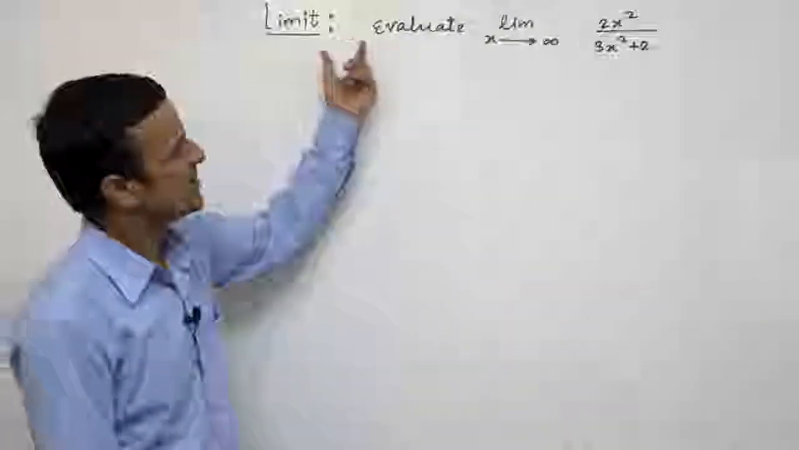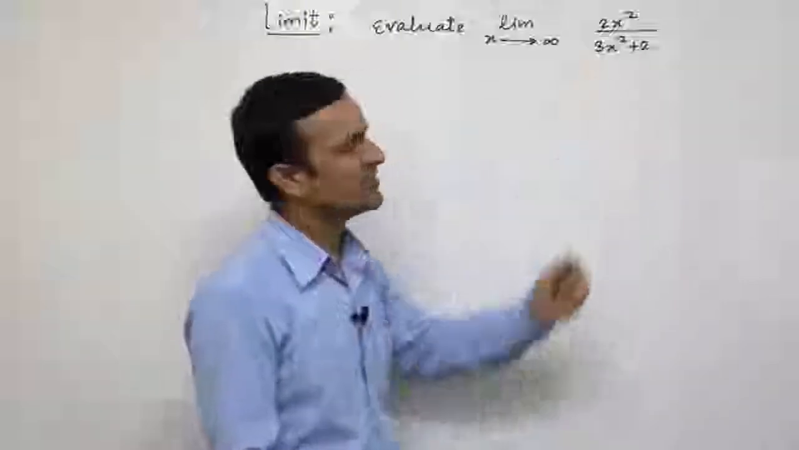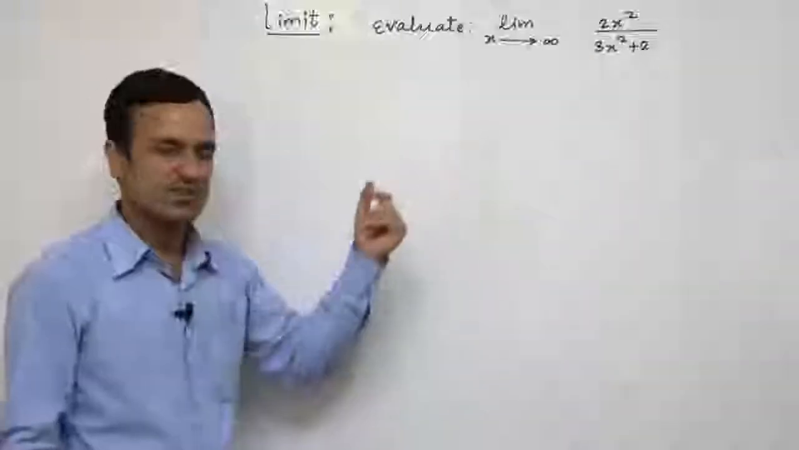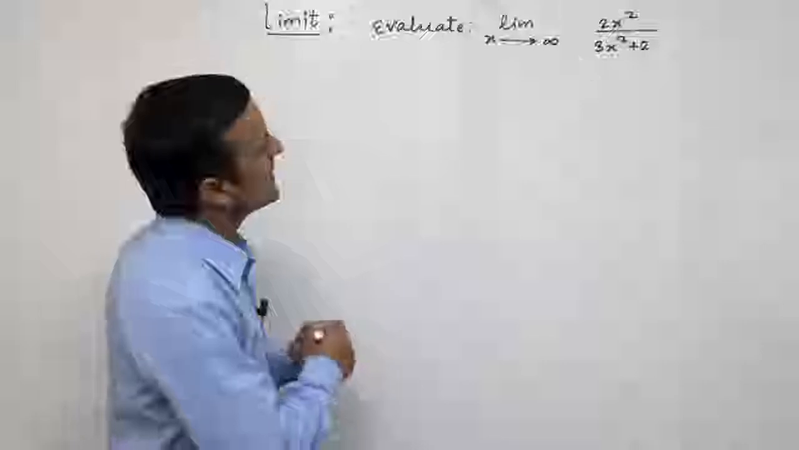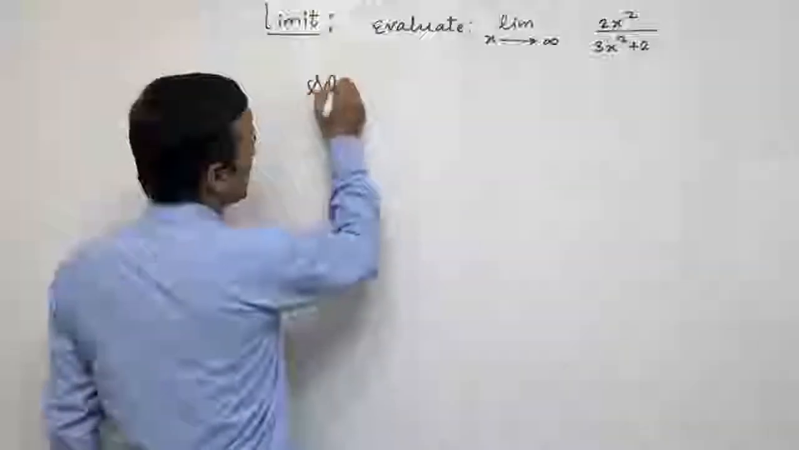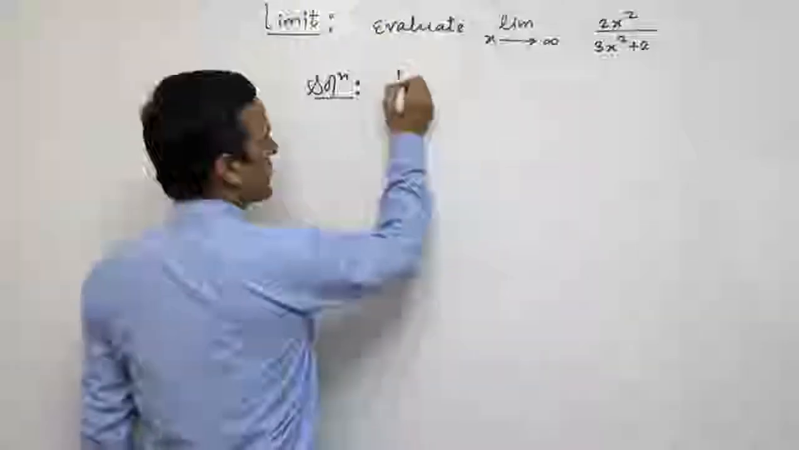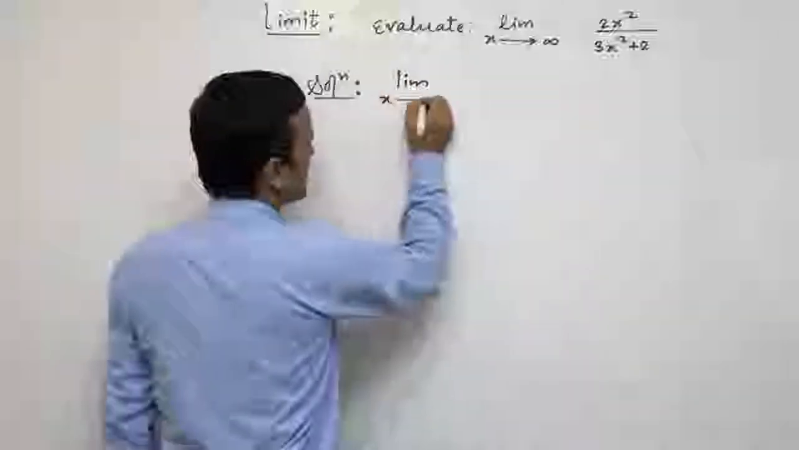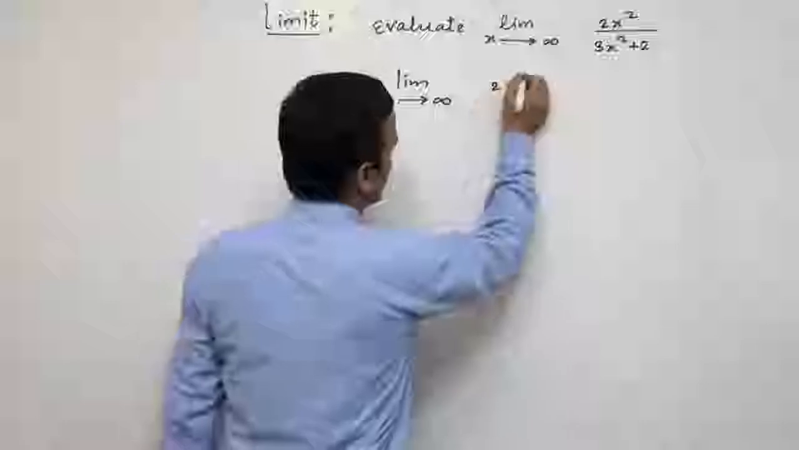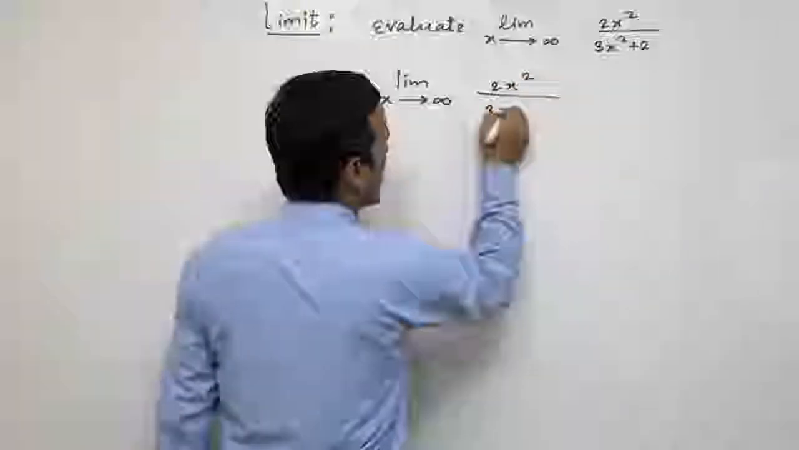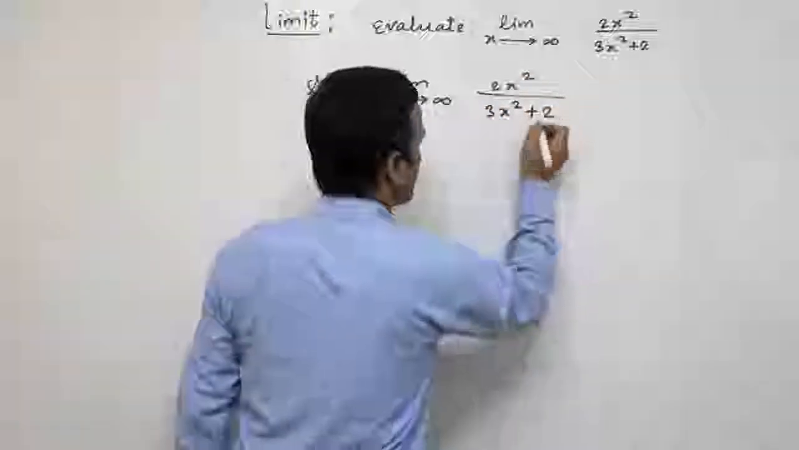Okay, we have a question on limits. Next question. So how to solve this question? Look at once. So here is the solution. In the solution we have this question: limit x tends to infinity, 2x square divided by 3x square plus 2.